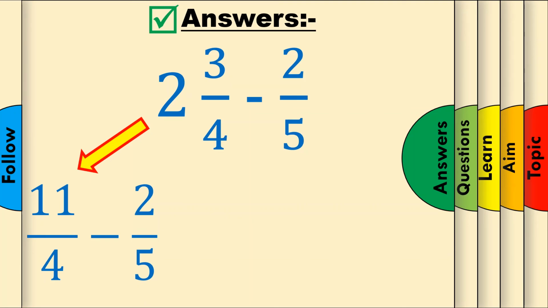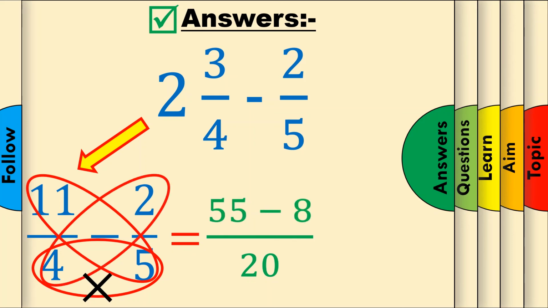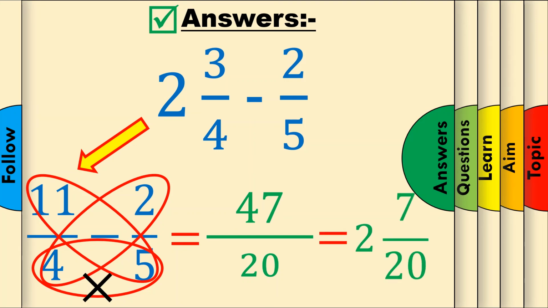Once you've changed 2 and 3 over 4 into an improper fraction of 11 over 4, just complete the butterfly method. This gives 55 minus 8, leaving us with 47 on the top. 47 over 20 gives us 2 and 7 over 20 as a mixed number.